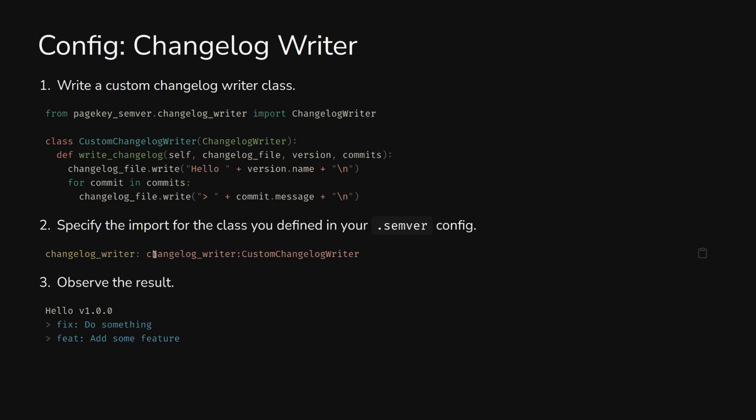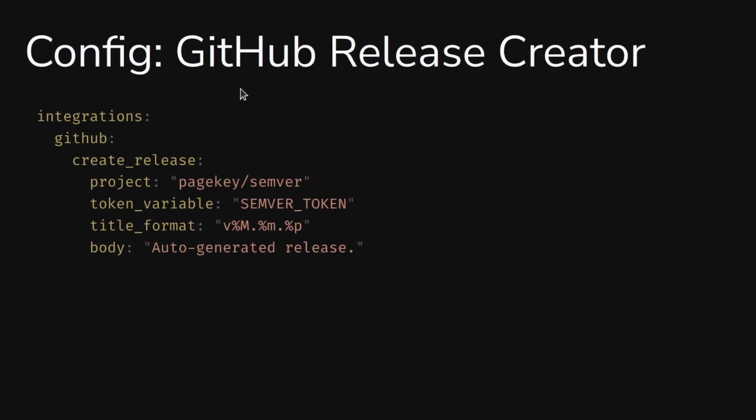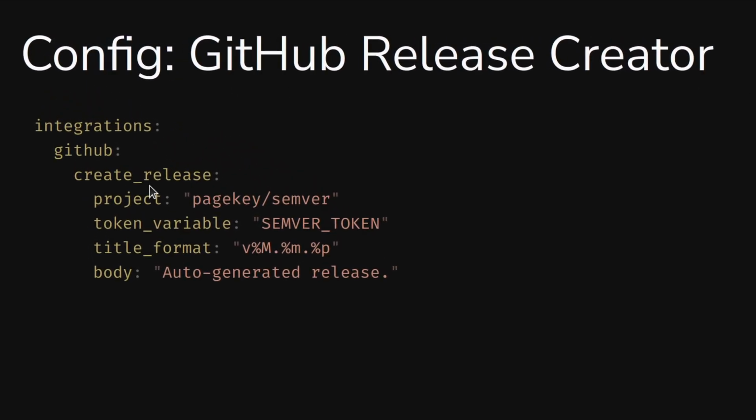So if it's like com.mypackage, you would do that, and then colon indicates whatever inside that file you want to import, and it dynamically imports it for you. GitHub release creator. So this is an integration with GitHub. All it does is send a post request on your behalf when the new release is created.